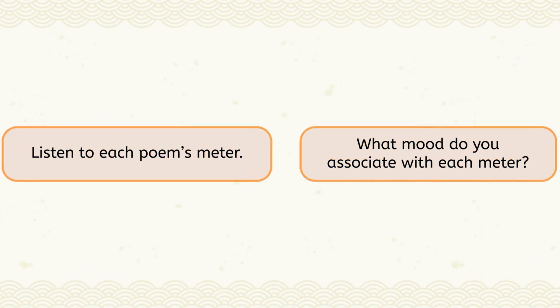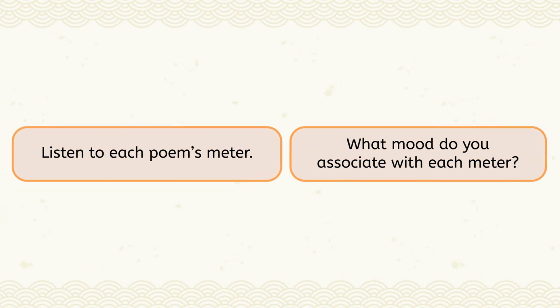Finally, remember that different meters can create different moods. That's one reason we should always read our poems aloud, to make sure our meter is conveying the mood that we want. To show you what I mean, let's listen to 3 poems, each using a different meter. What mood do you associate with each of these meters? Write ideas in your PDF.